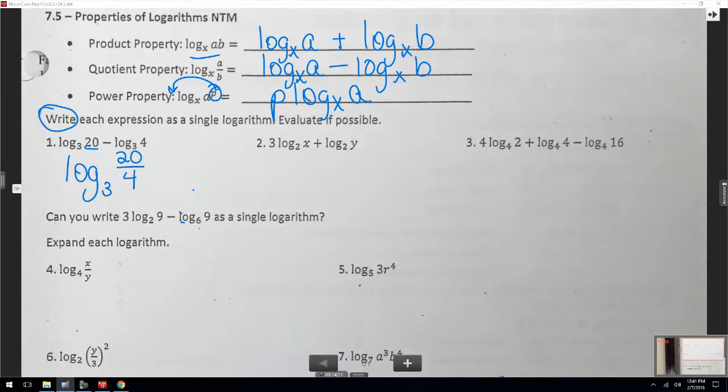What can I do? Divide. What's 20 over 4? 5. So this is log base 3 of 5. The directions said to write them as a single logarithm and evaluate if possible. If possible. You have to remember, what was the question that we asked ourselves? What power of 3 gives you 5? Is there a power of 3 that gives you 5? No. So we're done.